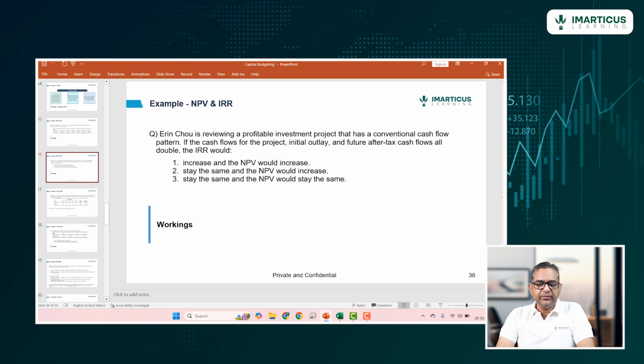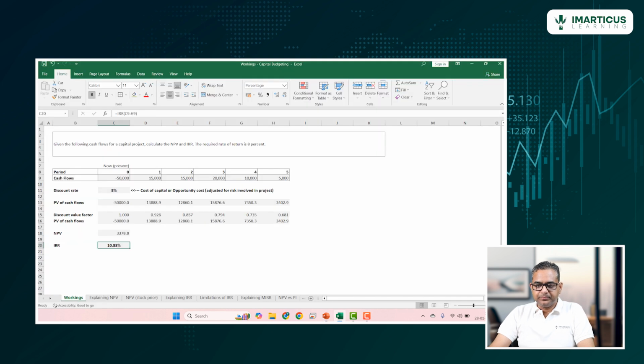So we are not provided with any values here. The question is, if the cash flows for the project, initial outlay and future after tax cash flows, all double, what would be the impact on IRR and NPV? So that means let's take an example here.